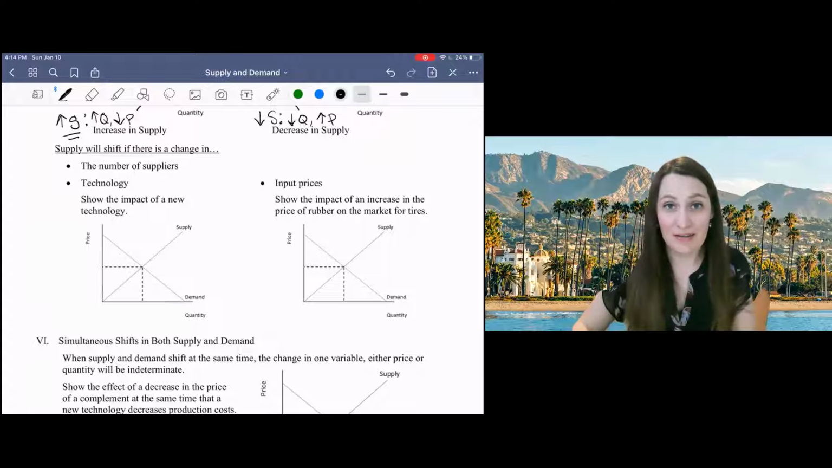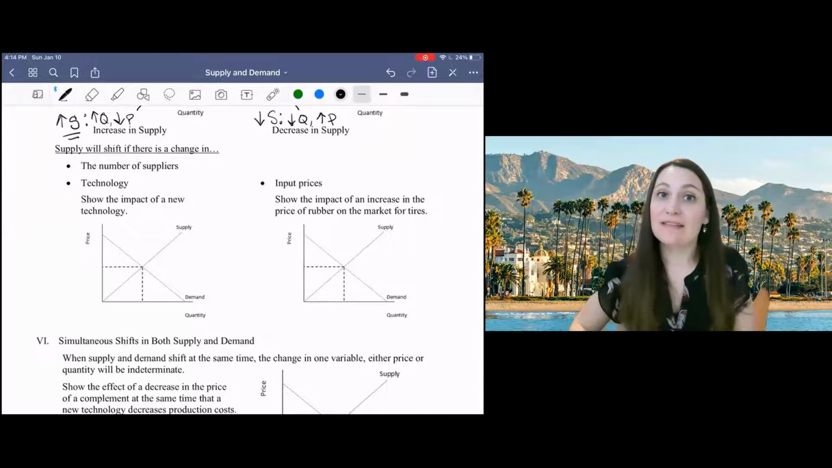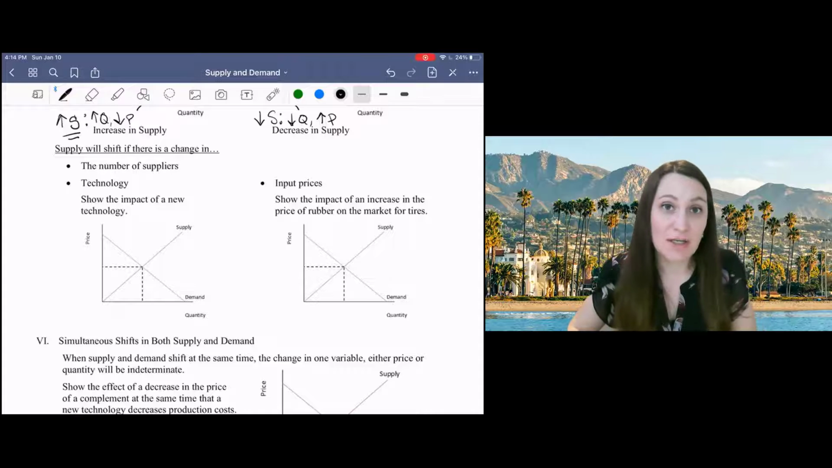In order to understand the factors that shift supply, you'll want to remember that supply represents the cost of production. We'll dive more deeply into where the supply curve comes from as we get into production and firm behavior. But for now, just keep in mind that supply represents the cost of producing a product. So anything that affects the production process or the cost of production will affect supply, whereas anything that affects the consumer's desire for a product will impact demand.